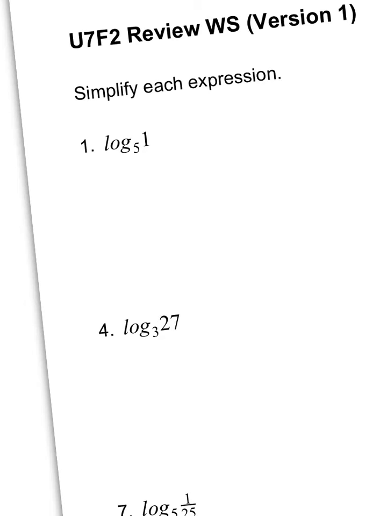So number 1 is log base 5 of 1. We want to simplify the expression, which means we need to find out what it is equal to. One method here would be to solve it for x. You just write equals x on the side there, and then you can re-express this. So it's 5 to the exponent x equals 1. What value for x would make that true? Well, it would have to be x equals 0.